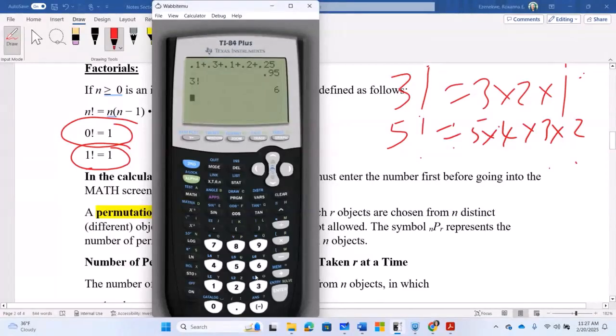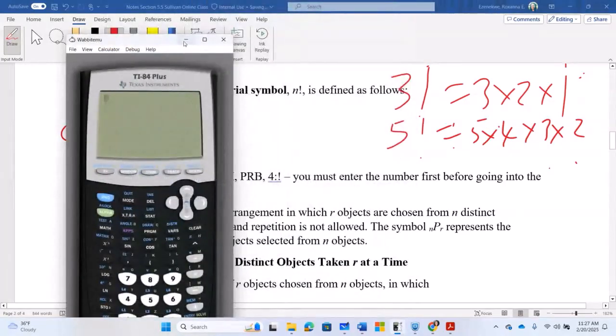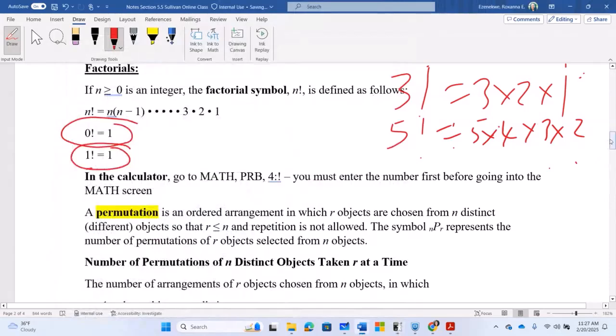And the next one is 5 factorial. I go to math, arrow to PRB, number 4, and this. So 5 factorial is 120. You can multiply by hand and find 120 also: 5 times 4 is 20, times 3 is 60, 60 times 2 is 120. Therefore, 5 factorial is 120. You can find factorial using your calculator. That is what I'm trying to emphasize.